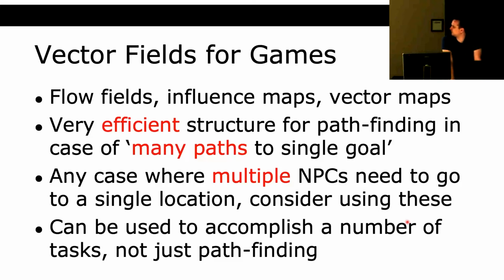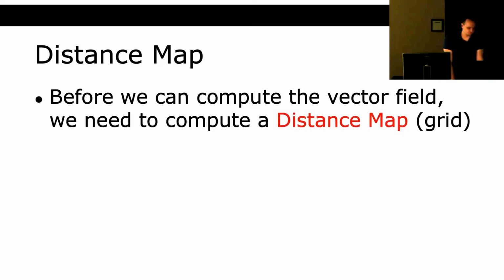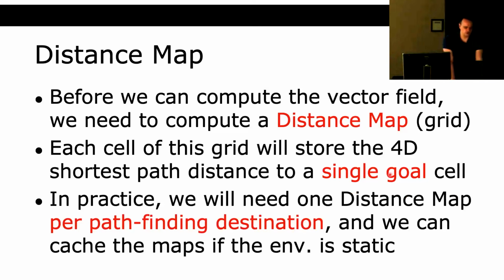But first, in order to form a vector field, you first have to form what I am calling a distance map. So before we can compute the vector field, we need to compute a distance map, and a distance map is just a grid, and we're going to be able to do this using breadth first search. So each cell of the grid will store the four-directional, this is not four-dimensional, four-directional shortest path distance to a single goal, and we'll see how we can do that. So in practice, we're going to need one distance map per goal location, per destination. And then we can do that really easily if the environment is static.